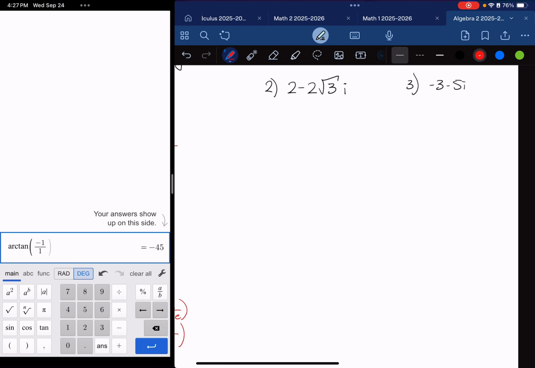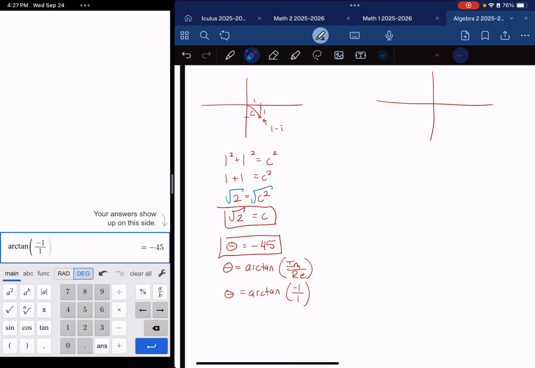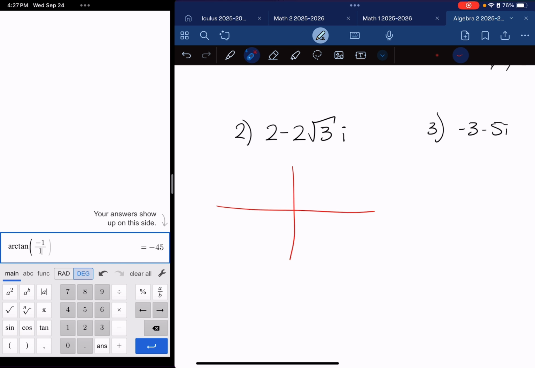All right, number 2. I'm going to do the same thing. Again, I like drawing these out just to make sure that I can check my work. For example, if I got a positive 45 degrees and it was up here, I would know that's wrong. I need to go into the negative direction, the clockwise direction. So having a visual inspection is a great way to check your work.